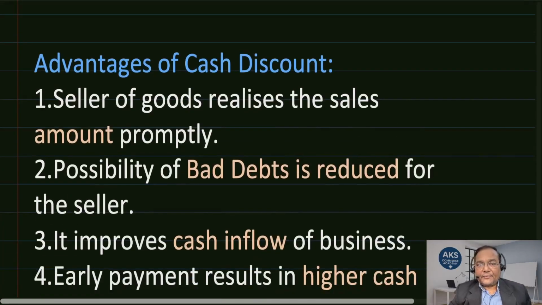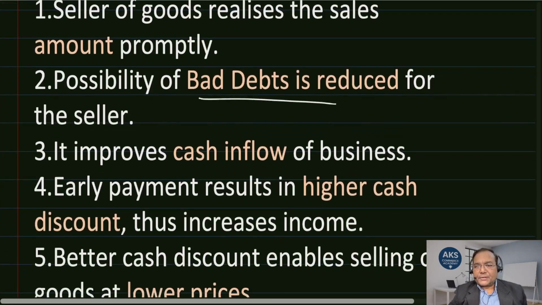Now, advantages of cash discount. Seller of goods realizes the cash promptly. Possibility of bad debt is reduced because you are giving him some inducement to pay early and avail the discount. It improves cash inflow by offering this cash discount. There is some increase in cash inflow so that rotation of cash can easily be done by the firm or the supplier. Early payment results in higher cash discount, thus increases income for the buyer.